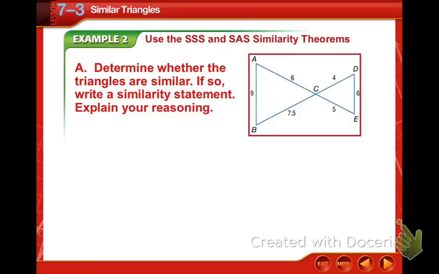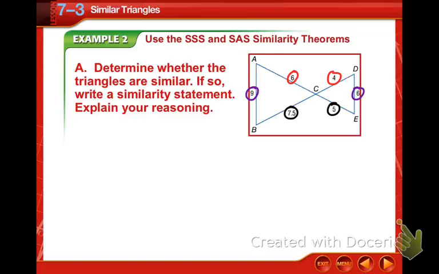Since we are given all three sides of both triangles, we should probably use side-side-side. So let's look at that. I'm going to match these up with different colors. So 6 and 4, 9 and 6, and 7.5 and 5.